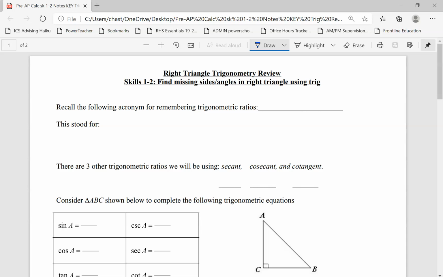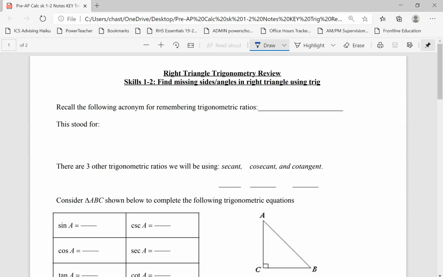This is Mr. Bear bringing you the video lesson, the first one of the semester, might I add, for skills 1 and 2, which will be about finding missing sides and angles in right triangles using trig. It's called skills 1 and 2 because skill 1 is going to be about understanding the reciprocal ratios for trig functions, and then skill 2 will actually be about finding missing sides and angles. For this, I recommend that you have a scientific calculator by your side so that you can practice typing in things as I explain them. All right, so we're going to go ahead and get started.